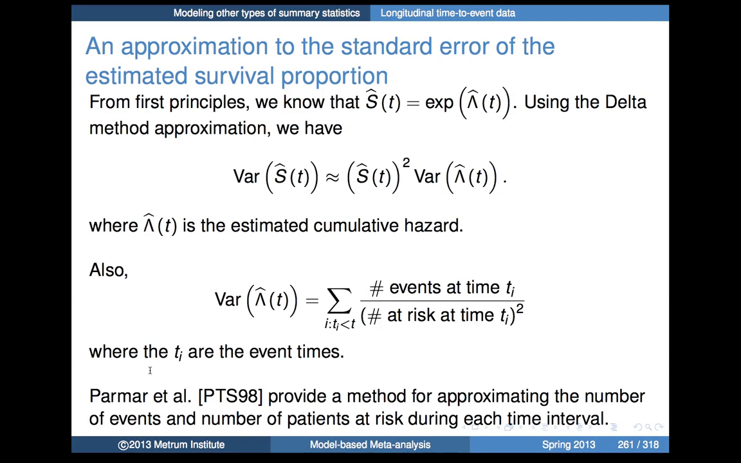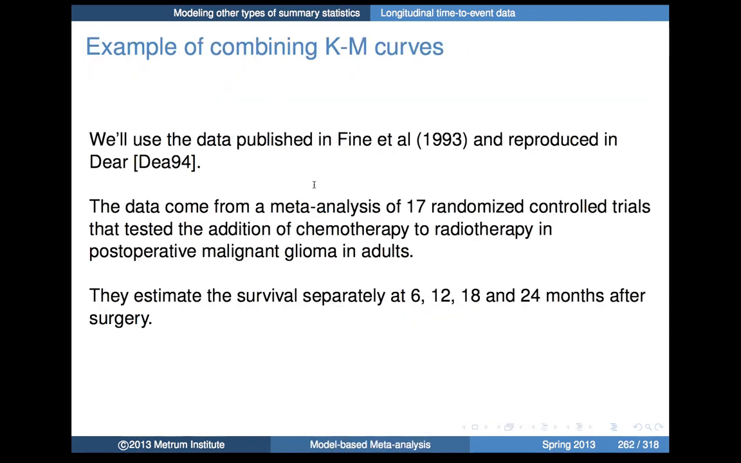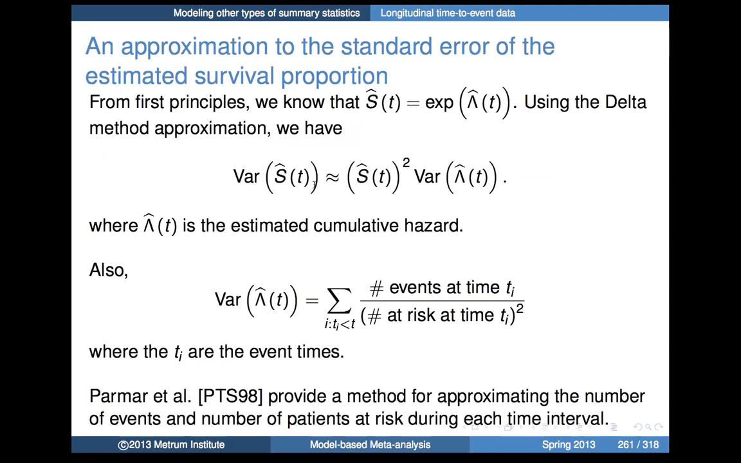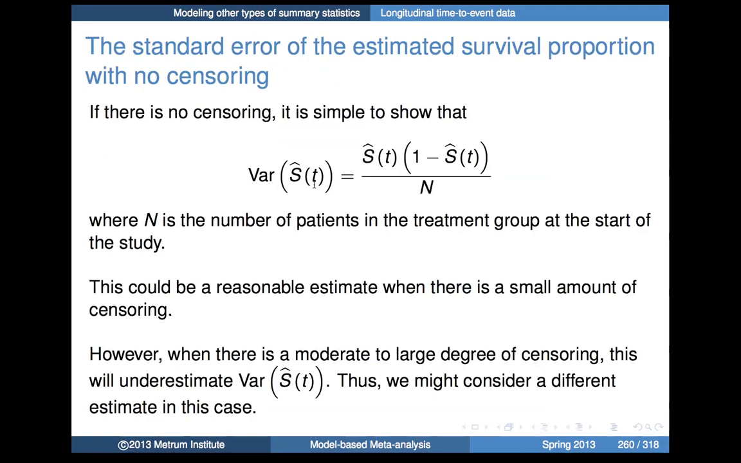But you can imagine now if we were to chop up our time interval into a number of discrete, non-overlapping intervals, we could approximate the number of events in that interval and the number of patients at risk in that time interval to get an approximation to the variance of the Kaplan-Meier function at that time point. So this is one of the issues with using this Deeks approach: we need to have these standard errors. You can do this more complex approach if you have a lot of censoring, or you could use a fairly simplistic approximation if you think the amount of censoring is small.